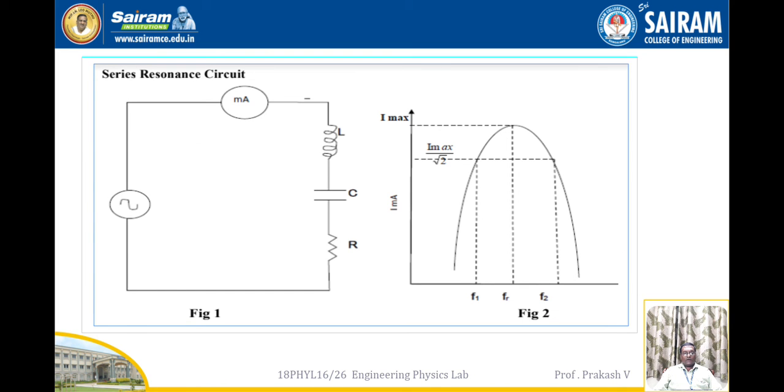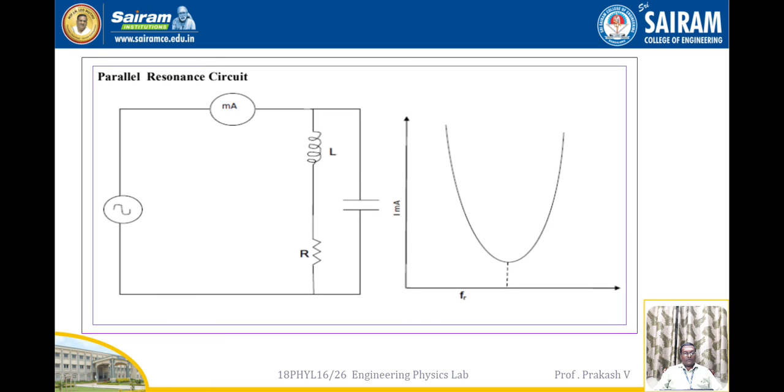And in the next slide you can look at the series resonance circuit. Here L and C are connected in series, and when we plot a graph of current versus frequency, we get a curve as shown in the picture. The current will be maximum at resonance frequency Fr. Calculate Imax by root 2, and then if you draw a line from that point, it will cut the curve at 2 points, F1 and F2. The difference F2 minus F1 is considered as the bandwidth delta F.